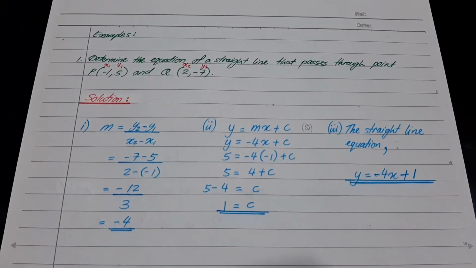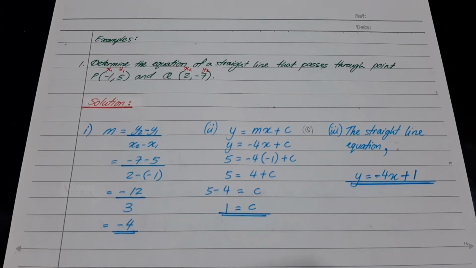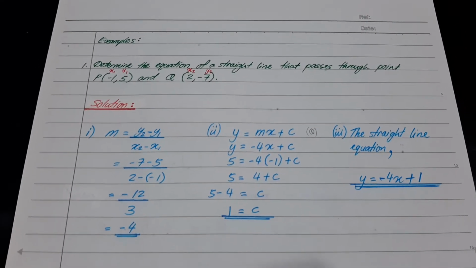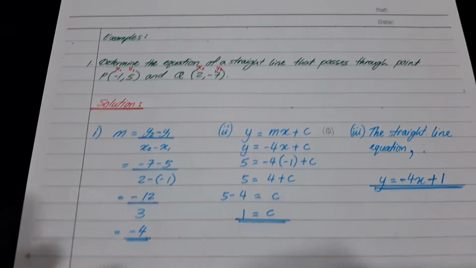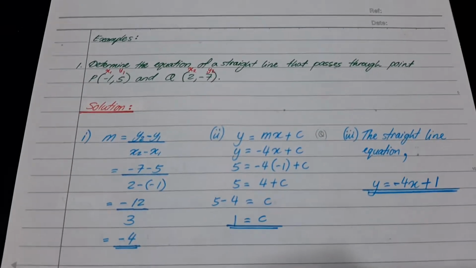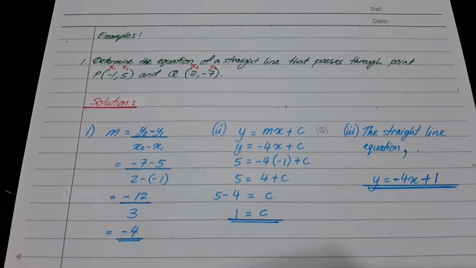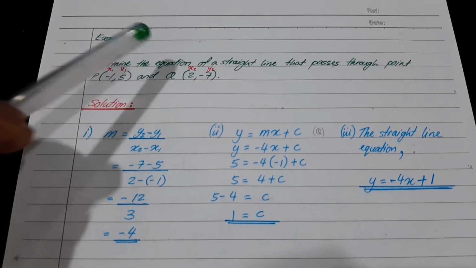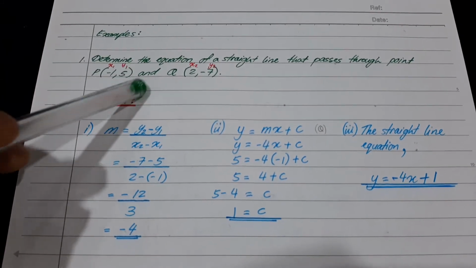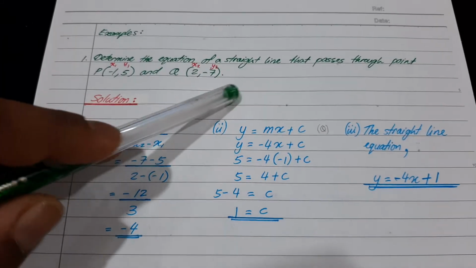What if I don't give you a Cartesian plane? I don't show you the diagram. You can still figure out the straight line equation. Now look at this example. Determine the equation of the straight line that passes through point P, negative 1, 5, and Q, 2, negative 7. First, I label P as x1, y1, and Q as x2, y2.